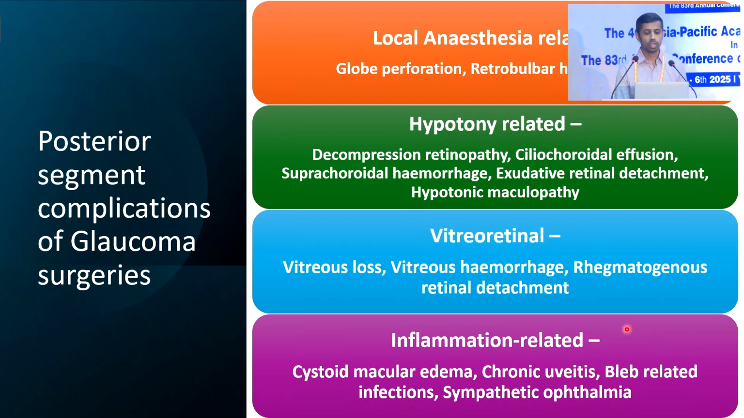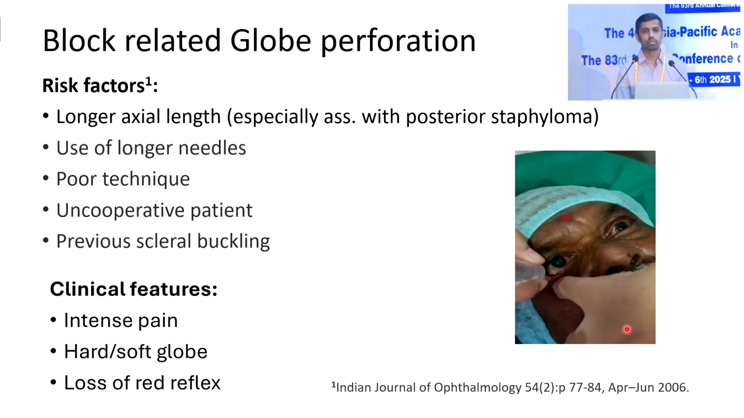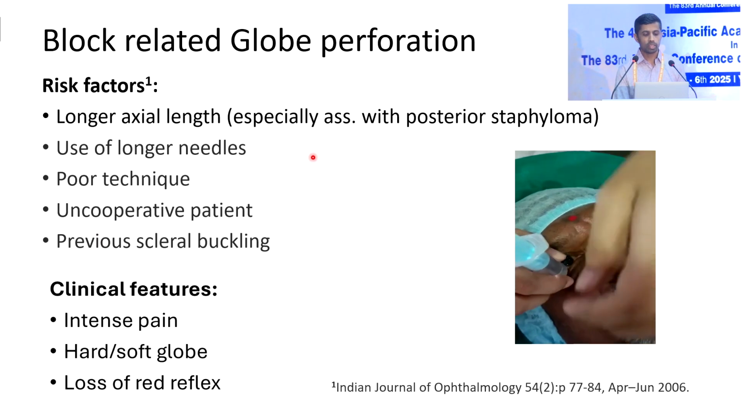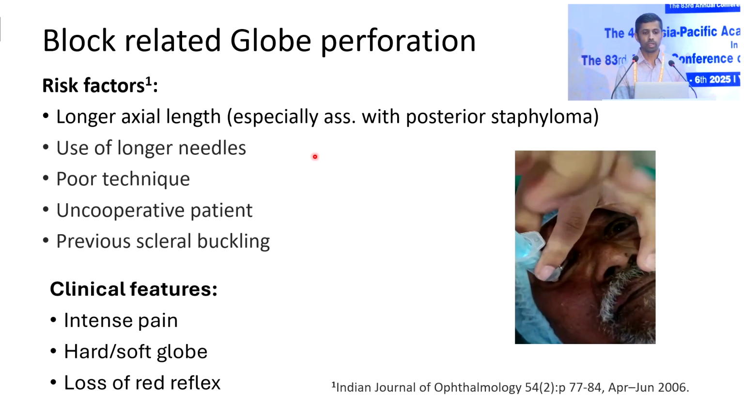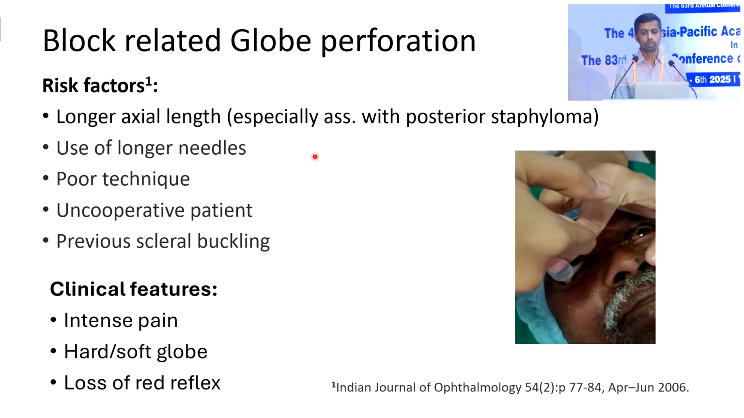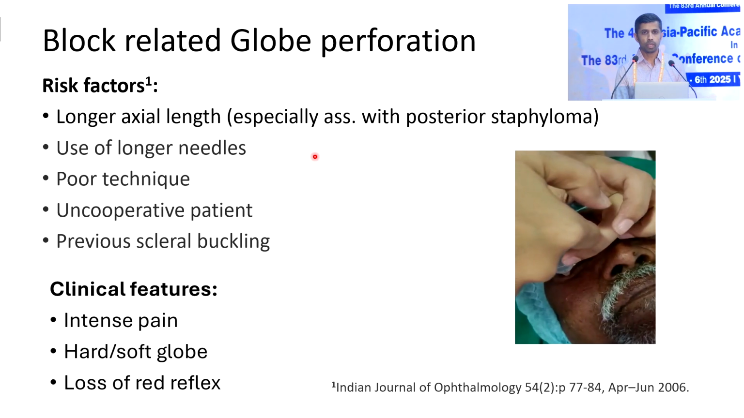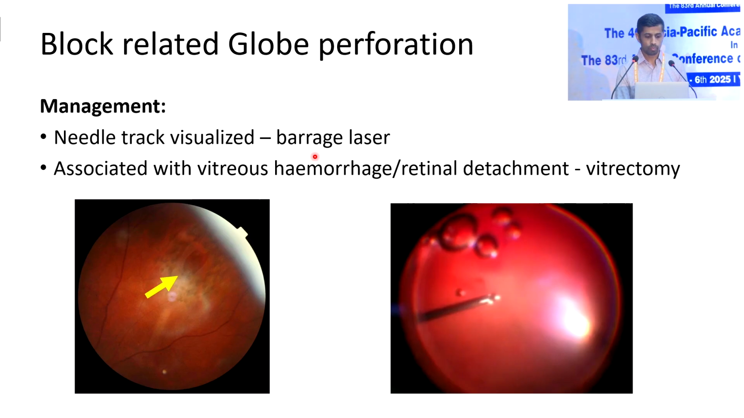So these are the broad headings under which I'll be covering this topic. Coming on to local anesthesia related complications, first of all, block related perforation. Risk factors include longer axial length, especially when associated with posterior staphyloma, use of longer needles, poor technique, uncooperative patient, and history of previous scleral buckling surgery. Patient will have intense pain and the globe can be hard or soft. There will be loss of red reflex.